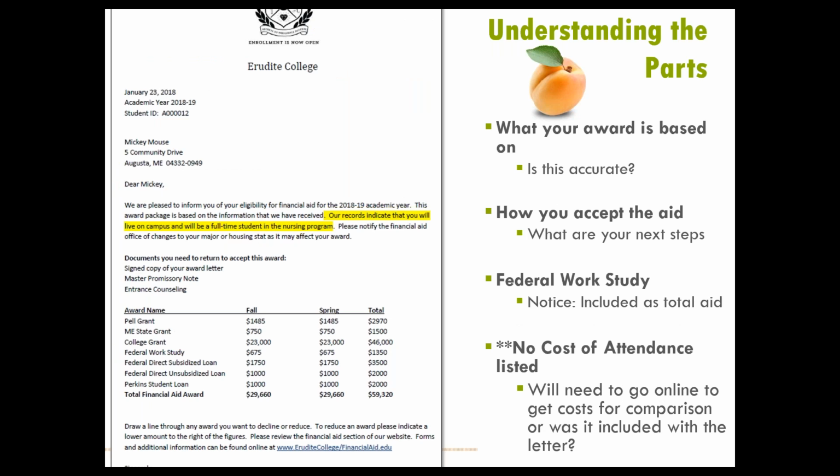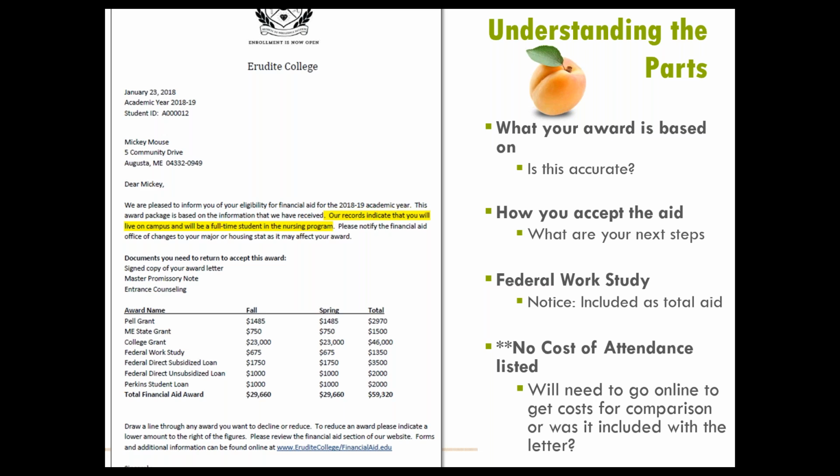So here is another example. This is Erudite College, for my Allegiant and Divergent fans here. Again, it looks a little bit different. This one is a little bit more text-based. You'll notice there's no cost of attendance listed.